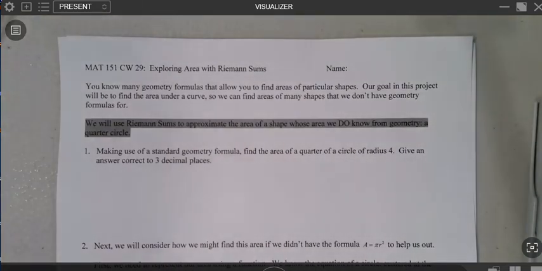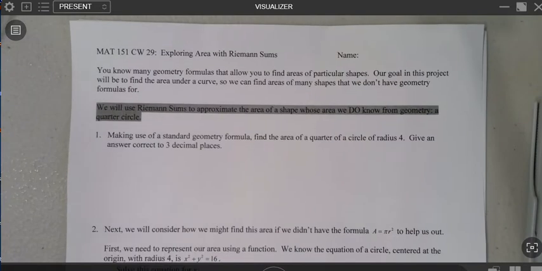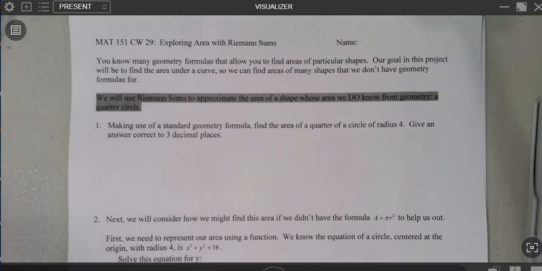Right, this is the beginnings of classwork 29. This is something that I normally go through and do part of and then leave it for you to complete the rest of it on your own. So we are introducing a new topic today.